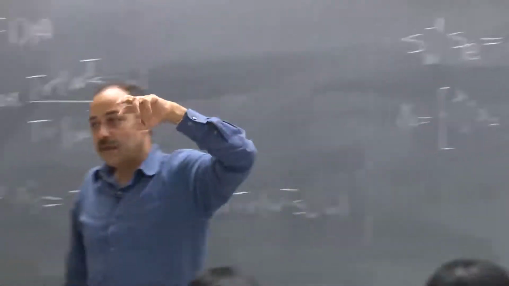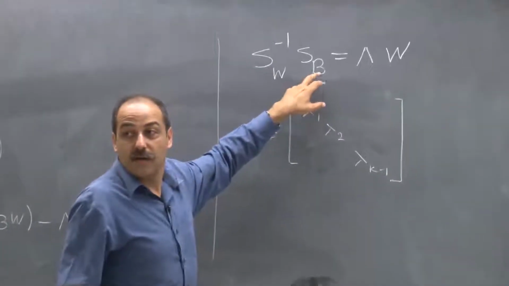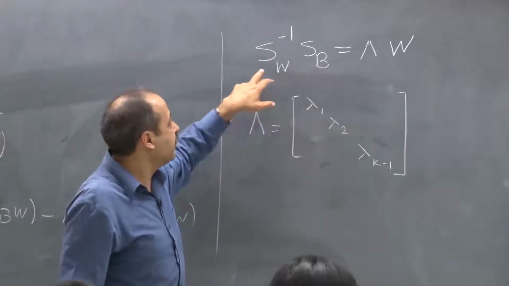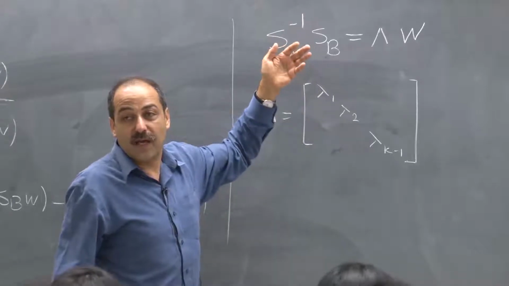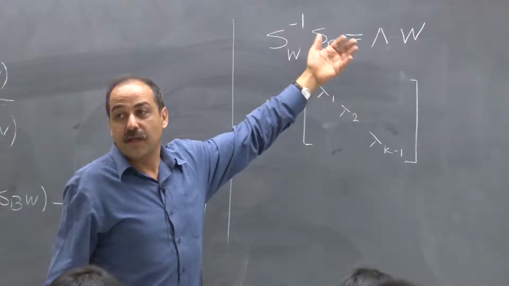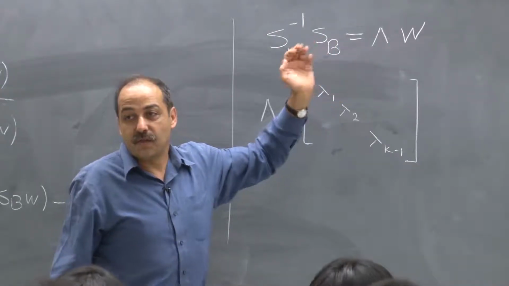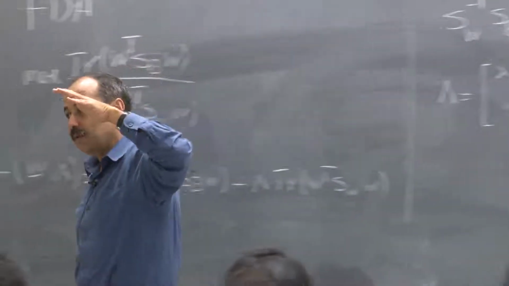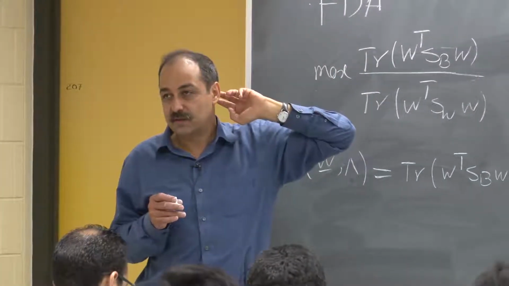Okay? So in a multi-class problem, still the solution is the eigenvectors of SW inverse SB. But in the two-class problem, SB was rank 1, so SB times SW inverse was rank 1. So in the solution, we had only one eigenvector. Now we have k minus 1 eigenvectors. So in a k-class problem, you can project your data in k minus 1 different directions.